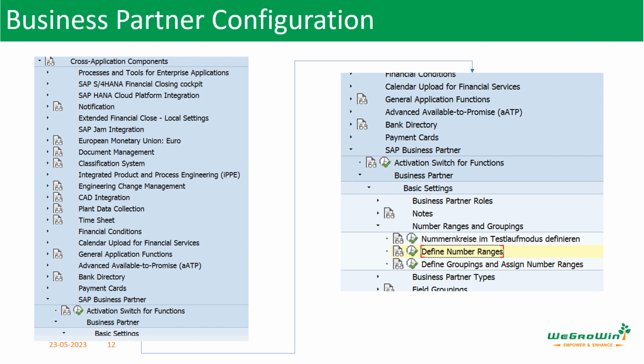Next, we will discuss various steps involved in business partner configuration. Business partner configuration starts with defining and assigning number ranges. To define the business partner number range, the menu path is shown here. Please see that these two screens are the same screen, continuing when you see the configuration page.